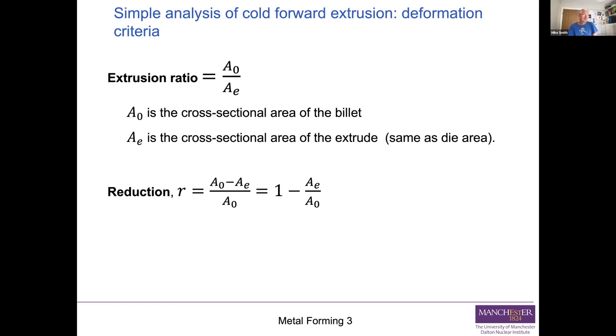Now there's another quantity that we use. We call it the reduction. And again, this is a simple definition. It's the initial area minus the final area over the initial area. So the billet cross-sectional area minus the extrude cross-sectional area divided by the billet cross-sectional area. And of course, as you can see there, you can rearrange it so it's actually 1 minus AE over A0, and AE over A0 is 1 over the extrusion ratio. So those are two simple definitions. They are merely definitions of quantities that are sort of related to strain.